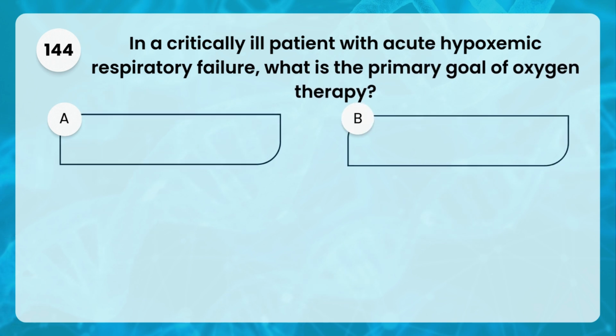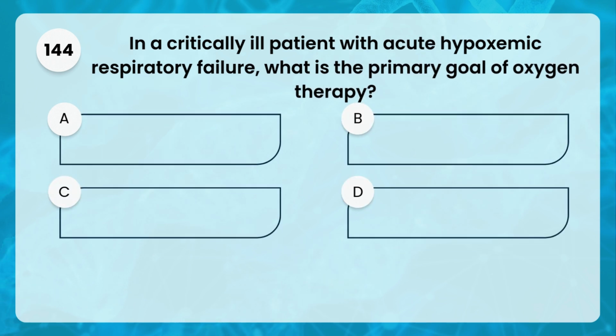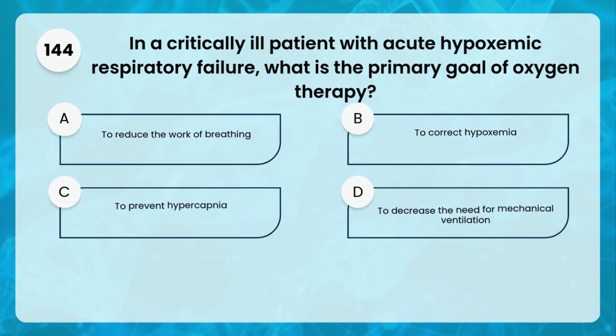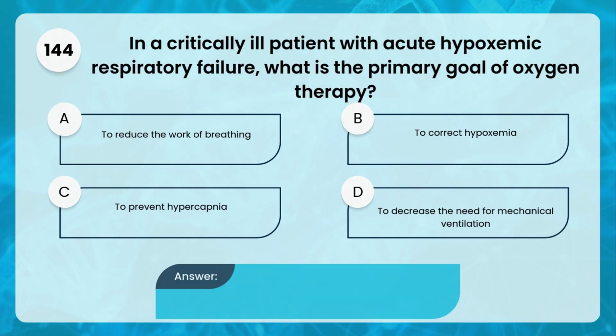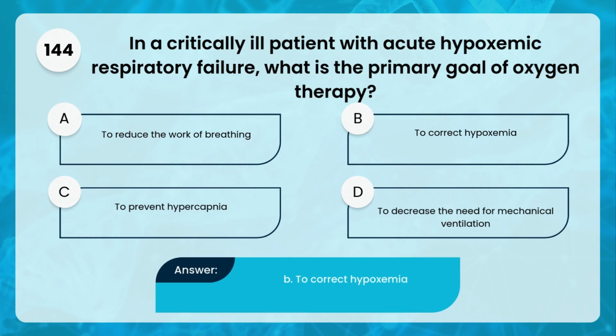Number 144. In a critically ill patient with acute hypoxemic respiratory failure, what is the primary goal of oxygen therapy? A. To reduce the work of breathing. B. To correct hypoxemia. C. To prevent hypercapnia. D. To decrease the need for mechanical ventilation. The answer is B. To correct hypoxemia.